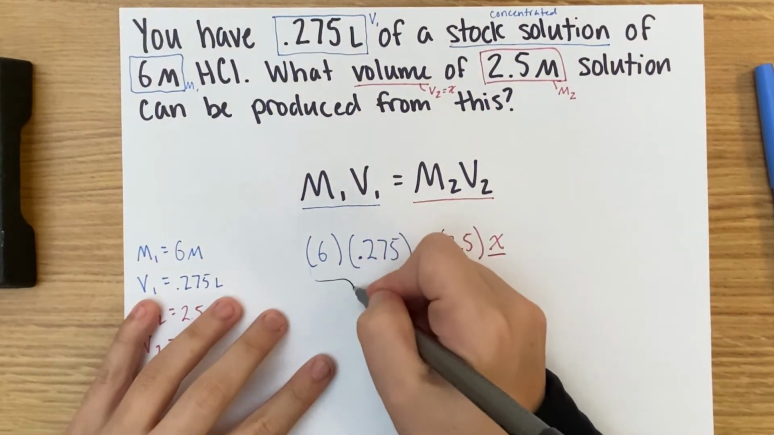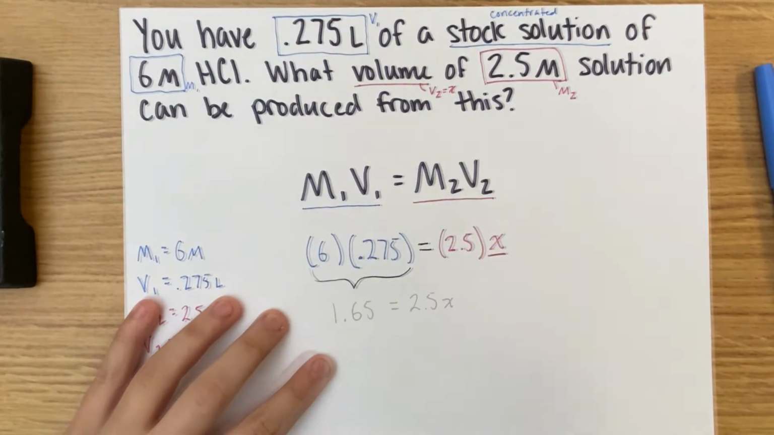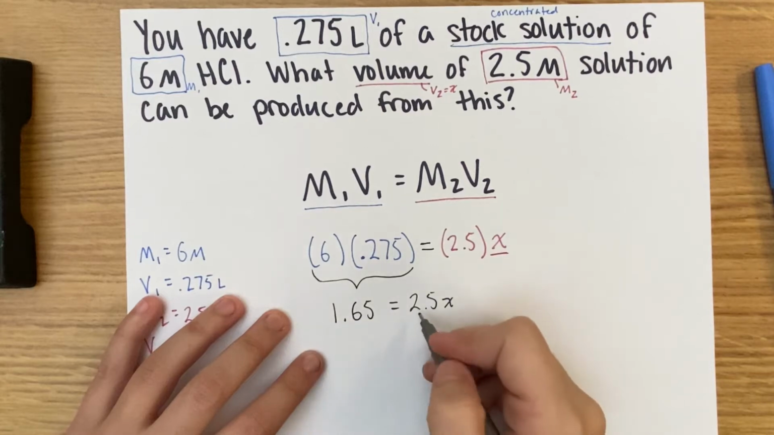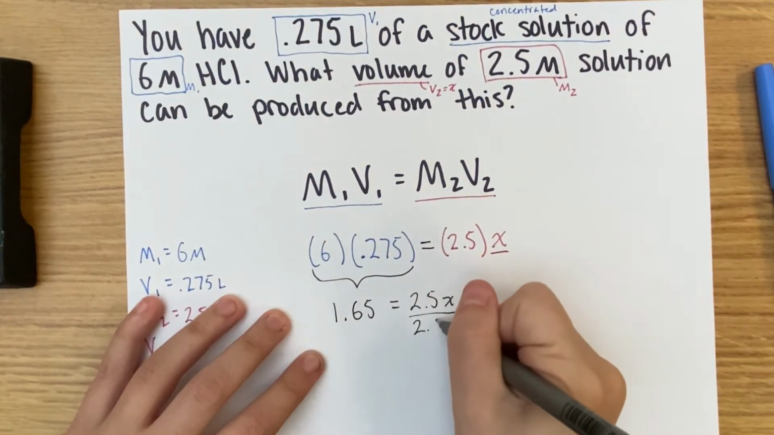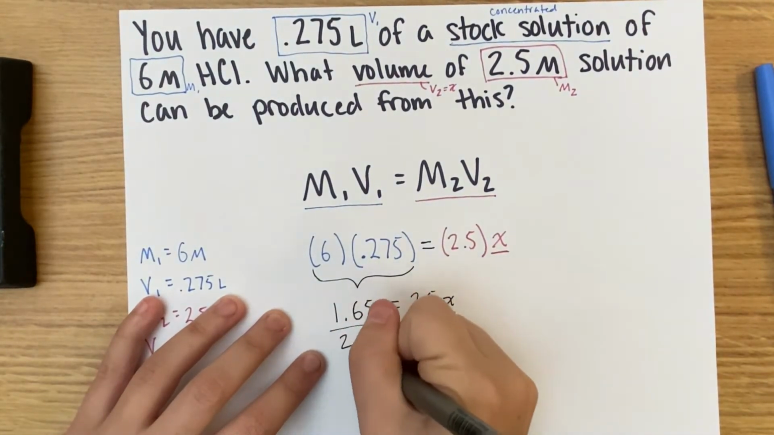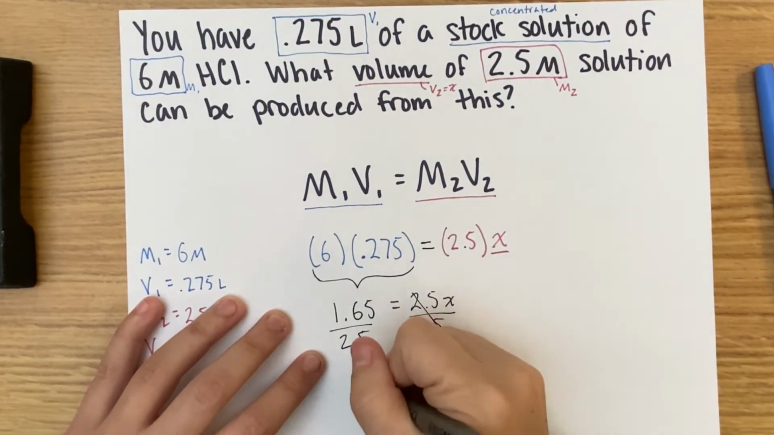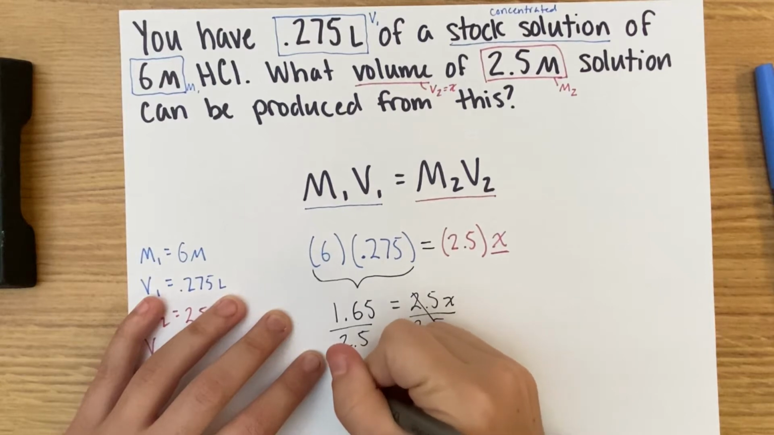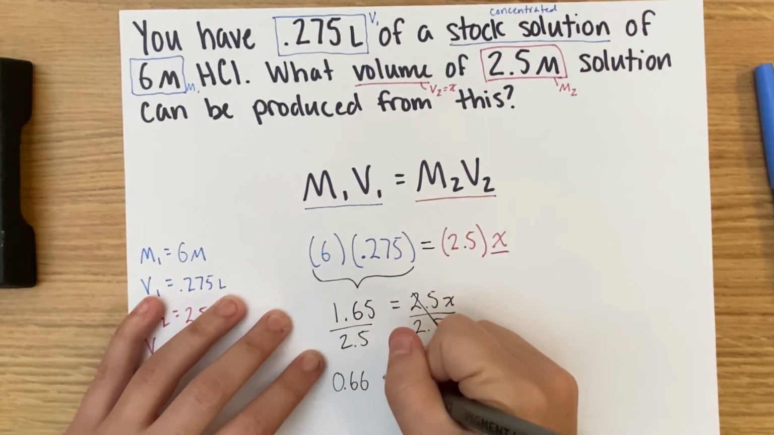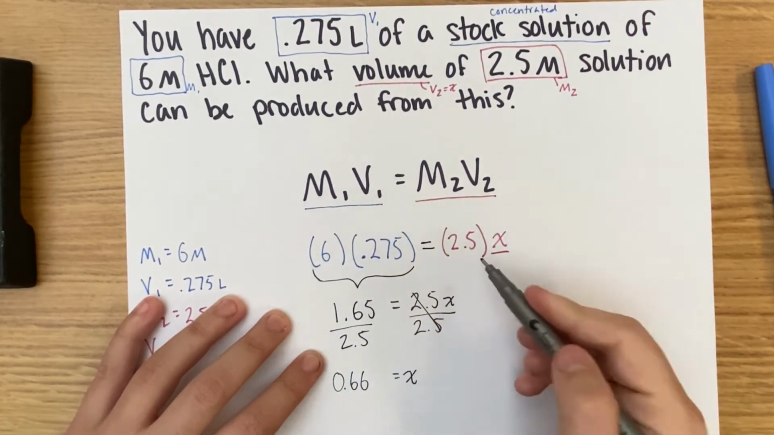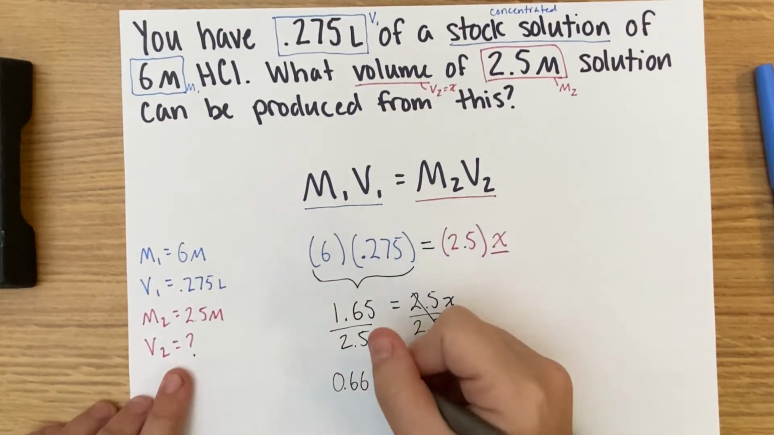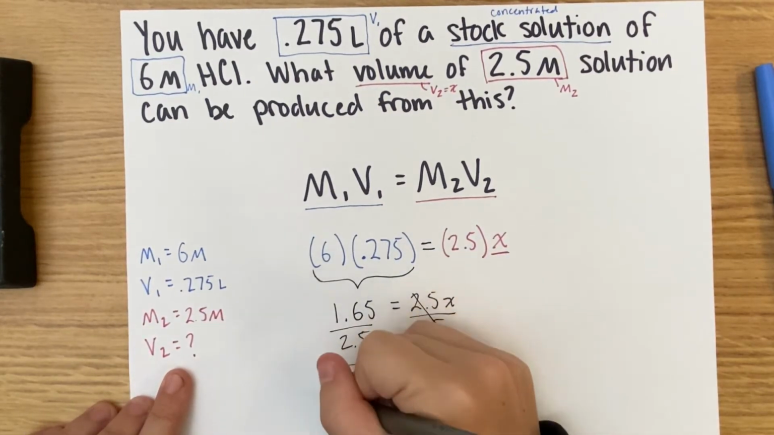I always start by simplifying anything that I can. And I'm going to divide by 2.5 on both sides. That cancels out. And I get 0.66 as my answer. And since we were originally solving for a volume, those units will be liters.